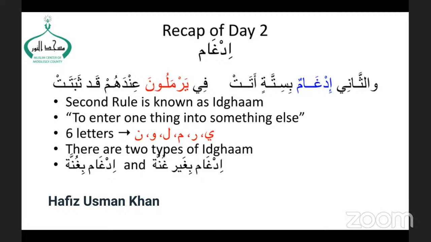We also mentioned that there are 2 types of idgham: with ghunna and without ghunna. The difference between both of them is that in idgham with ghunna, we nasalize the sound while we're combining the 2 letters. One other thing we discussed last time was that there are 6 total letters of idgham: ya, ra, mim, lam, waw, and noon. There's a word that you can memorize called yarmalun, which basically consists of all 6 of the letters. So now we'll move on.